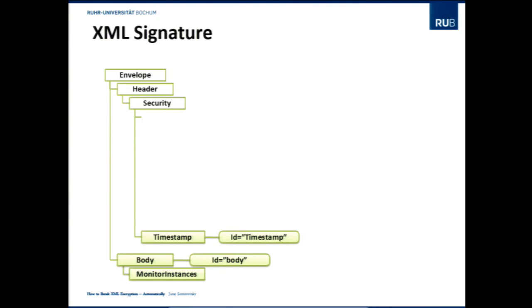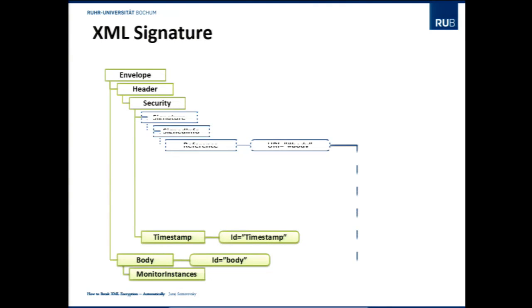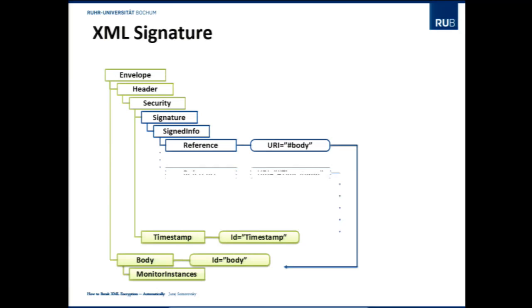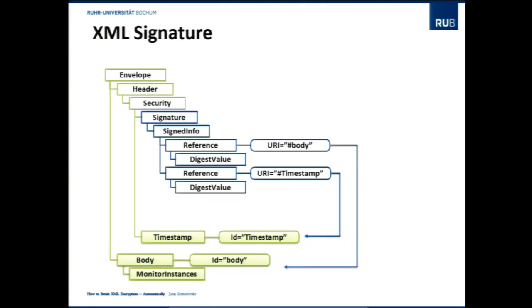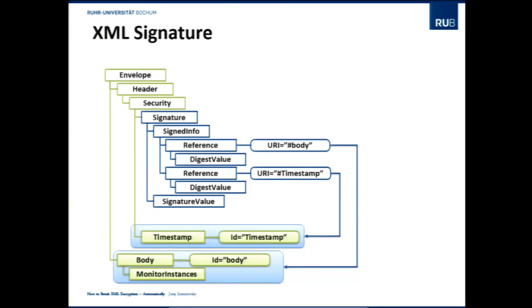So we create a timestamp to protect the freshness of the message. And then we take a signature and a reference element, and we reference the body element and the timestamp elements using ID-based referencing. Afterwards, we compute the digest value over these elements. And at the end, we compute the signature value over the signed info. Okay, this is XML signature.